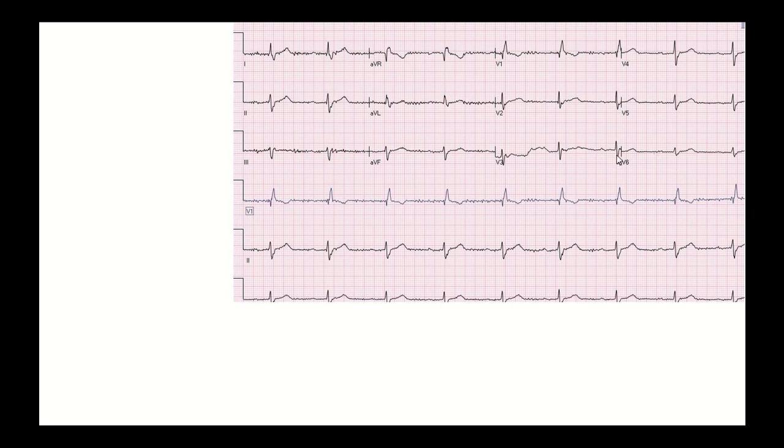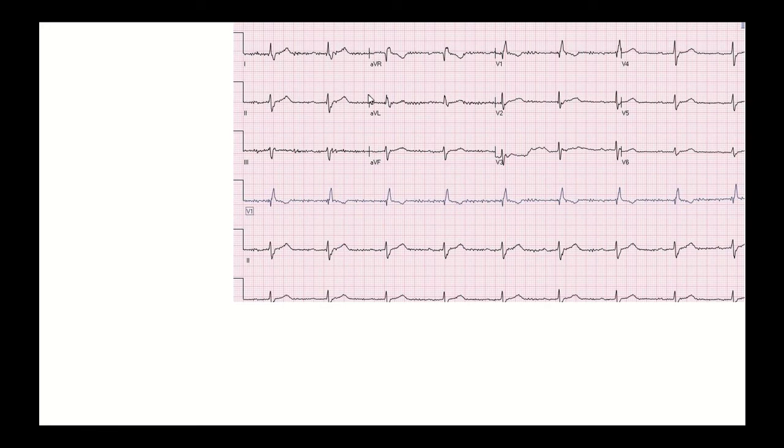QT interval, it's definitely less than half the R to R. It is a little prolonged if you just measure the number. It's not bad, but 400, 480. But the heart rate is very slow. When you correct that for the rate, it should be just fine.